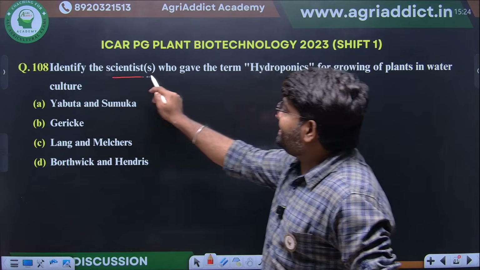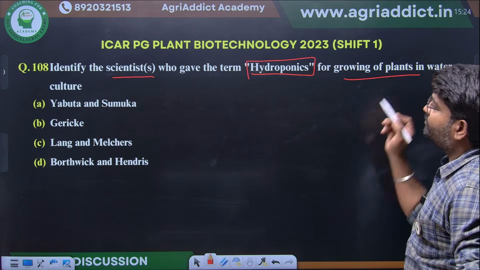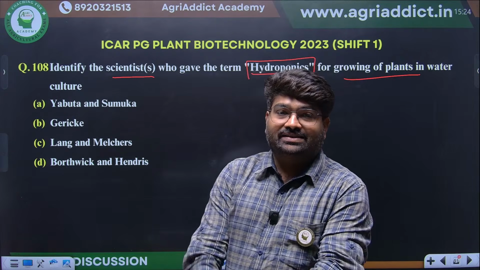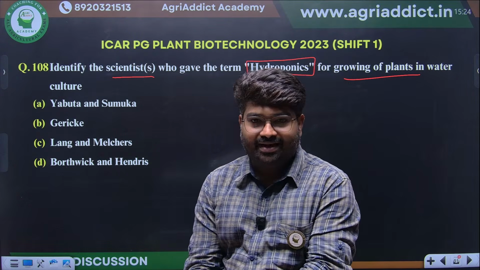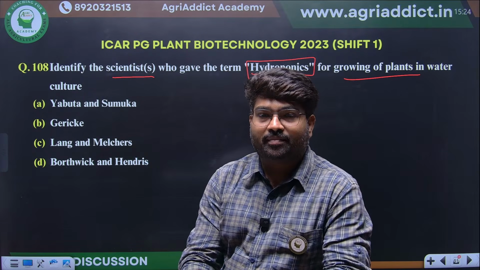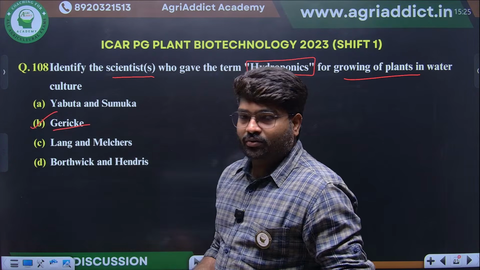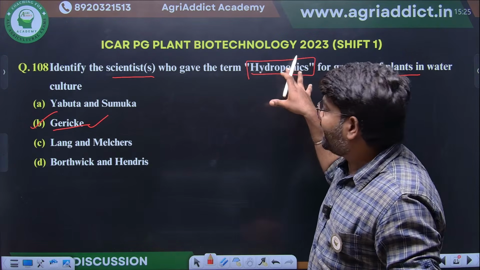Identify the scientist who gave the term hydroponics for growing of plants in water culture. They are asking who is the scientist who gave the term hydroponics. They are not asking about any nutrient medium. Yes, very good. Gericke is the scientist. He has proposed the term hydroponics.